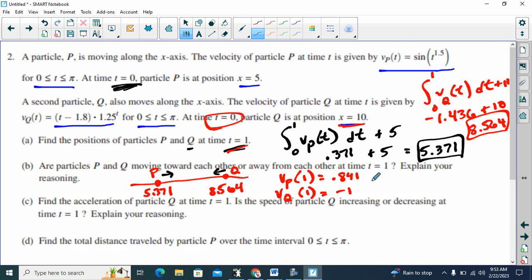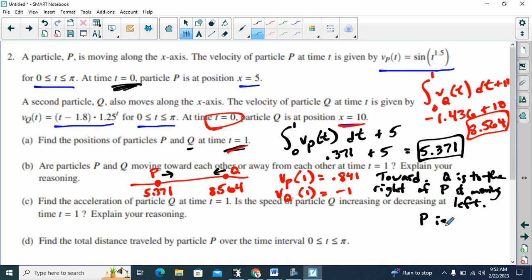Therefore, particles P and Q are moving toward each other. As far as your reasoning, I would say Q is to the right of P and moving left. You have proven that it's moving left by showing what its velocity is. P is moving right.